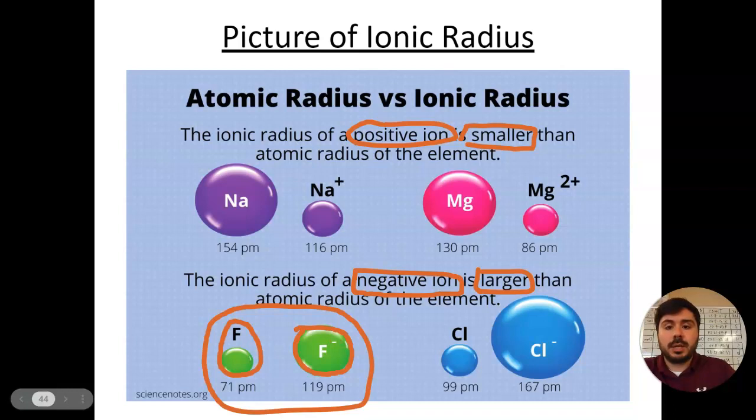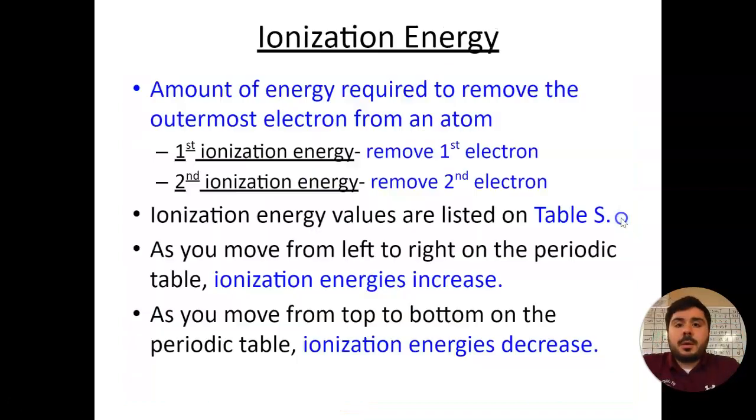So the negative ion of fluorine is 119 picometers. And the same deal over for chlorine. Chlorine's atom is 99 picometers, whereas chlorine's negative ion is going to be 167 picometers, so much bigger. All right, on to ionization energy, and these next two are going to be short and sweet.